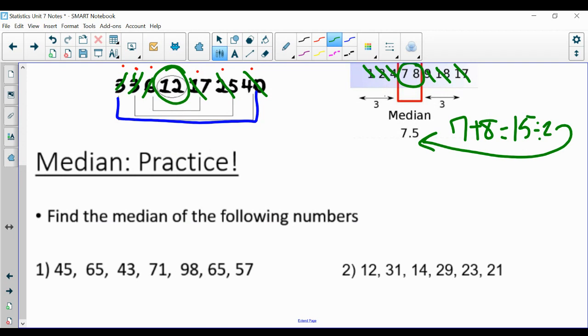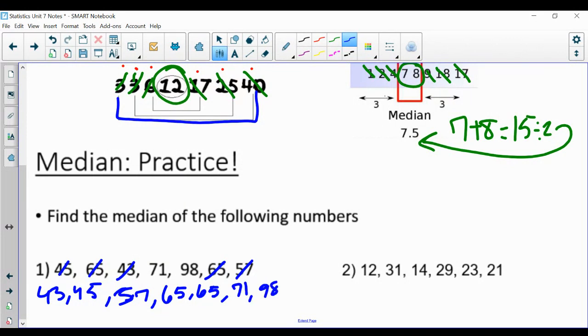So scrolling down, we'll do one together, and then you can do another one on your own for homework. Looking at these numbers, we first want to put them in order. I'm going to start with the smallest one, which is 43. So 43, then 45. Those are two of my numbers. 57. Two 65s, and you have to write both of them. You can't just write one, you have to write both. 71, and then ending with 98. So I've got all my numbers together and they're in order.